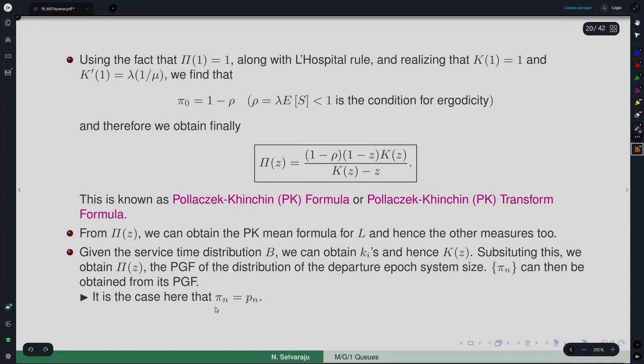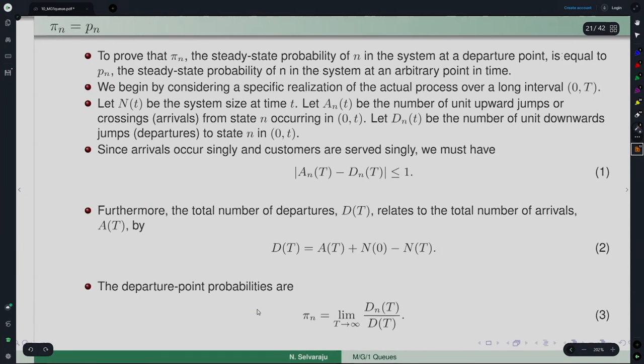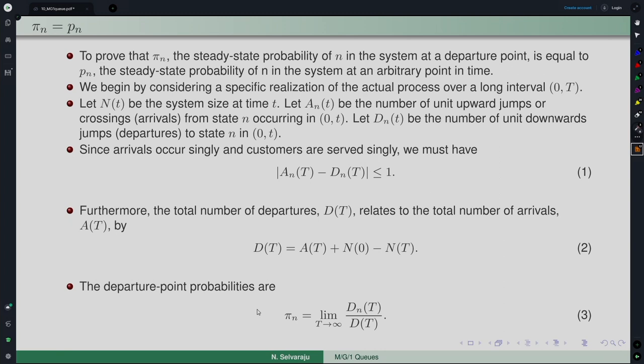Now, if one can show that the system behavior at those specific time points would be probabilistically equal to the system behavior at an arbitrary time point, then we have done the complete arbitrary time point analysis. So, what we need to see is whether this is true. We said repeatedly that pi_n equals p_n, but how pi_n equals p_n is what we will see now quickly.